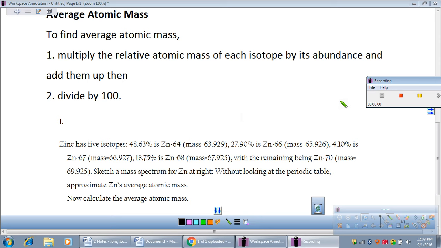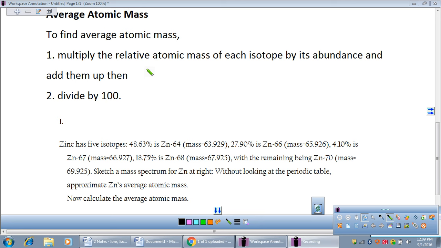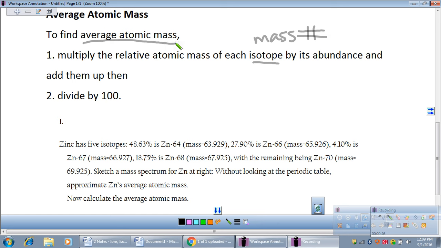This tutorial is on finding average atomic mass. So remember, when you have an element, there are different isotopes of each element. That's because they have a varying amount of neutrons, so their mass number is different. So when we look at the periodic table, the atomic mass given on the periodic table is a decimal, due to it being an average atomic mass.